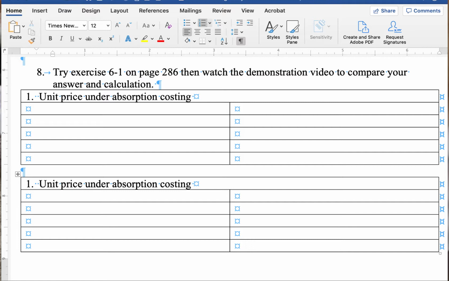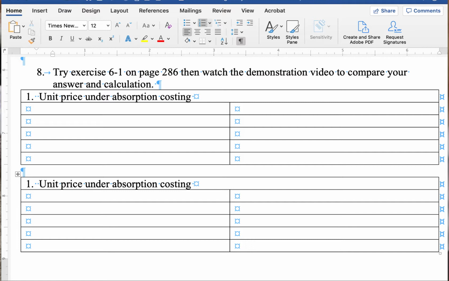Okay, so the first exercise from your textbook is on page 286. We have a family-owned company that produces handcrafted Balinese musical instruments. They tell us how much they're sold for, and they give us data: the units produced, 250; the units sold, 225; and the units in ending inventory, 25. That's very important. They also give us the variable cost per unit and the total fixed cost.